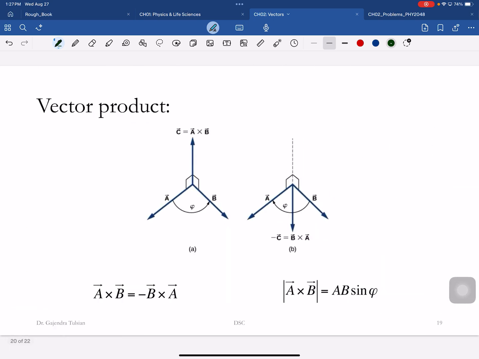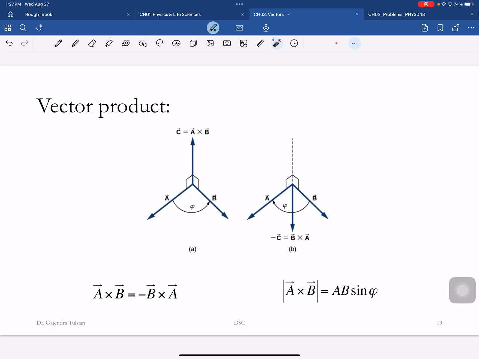All right, so what have we learned in whole R? We've learned how to add, subtract, and multiply vectors. So the cross product is anti-commutative. The magnitude of A cross B is this: the magnitude of A, times the magnitude of B, times the sine of the angle between the two vectors.